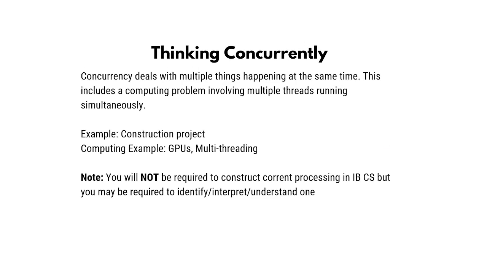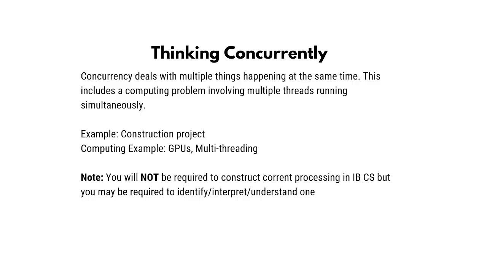And we also have thinking concurrently. Concurrency deals with multiple things happening at the same time. This includes a computing problem that involves multiple threads running simultaneously. An example of this is a construction project. In a construction project, multiple things are happening. Someone's operating the crane, someone is laying the foundation, someone's building the scaffolding. So it's not just one thing, it's multiple things happening at the same time.